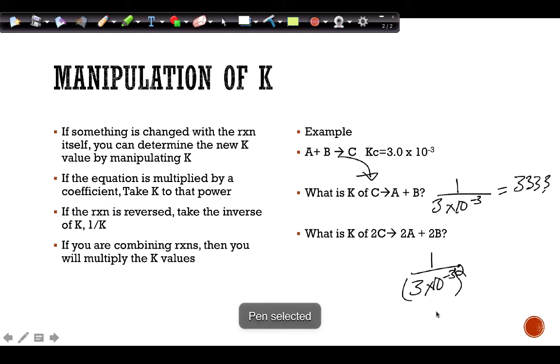Okay, so for my new K, when I do this, I'm going to get basically 1.1 times 10 to the fifth power. That is my new K value. So anytime that we're manipulating the equation, we can manipulate and get a new K value as well.